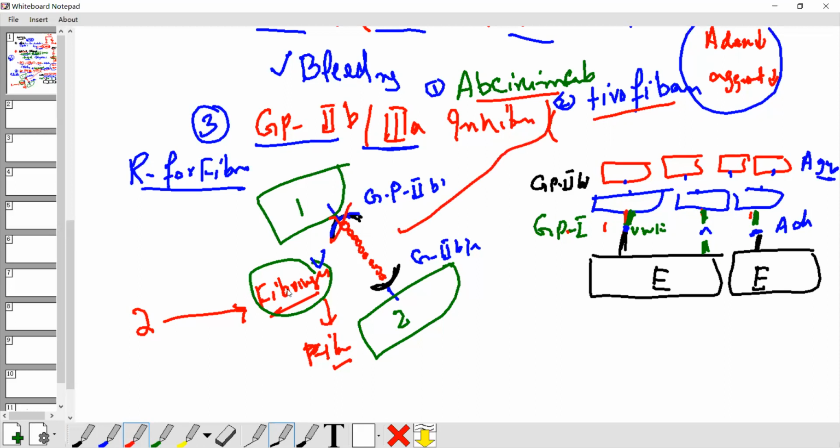They attach here and occupy this receptor, this glycoprotein, and do not allow fibrinogen to attach here. Because abciximab and tirofiban block this glycoprotein, fibrinogen is no longer attached. So these platelets are not allowed to attach with those platelets. The red platelet does not attach with this blue platelet, because you block the receptor, you block the glycoprotein.